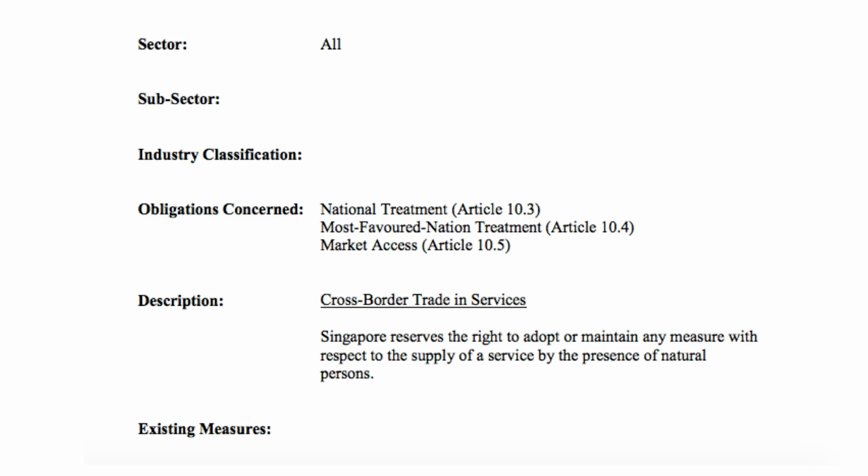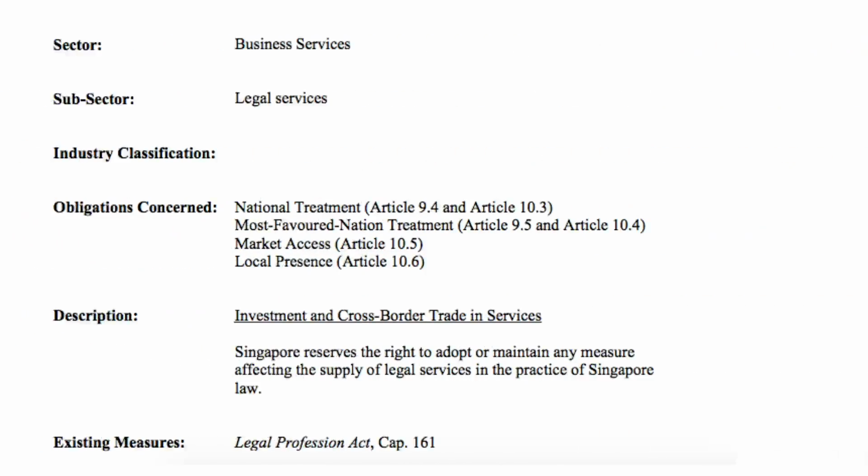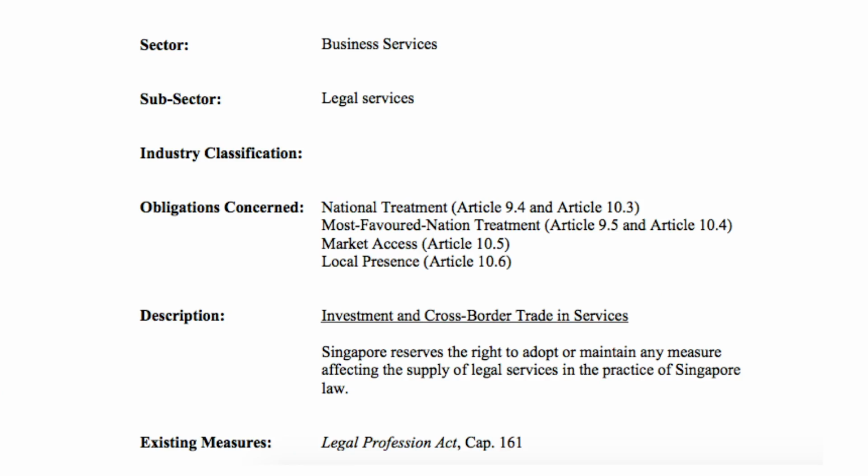This adds an element of uncertainty for any company wanting to temporarily bring foreign staff or contractors into Singapore to work from their Singaporean office. There is also a specific Annex 2 reservation for legal services. Singapore retains the right to adopt or maintain any measure affecting the supply of legal services in the practice of Singapore law. This means that the rules governing whether foreign firms are able to advise on Singapore law remain at the discretion of the Singaporean authorities and may be changed at any time. An existing measure, the Legal Profession Act Cap 161, is listed, which will contain further information.